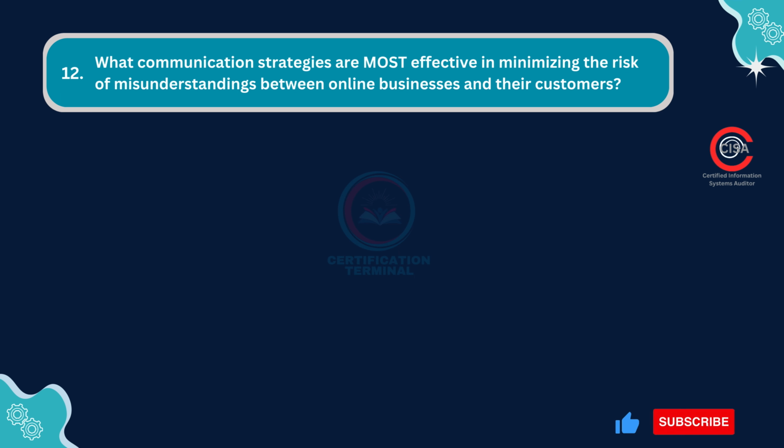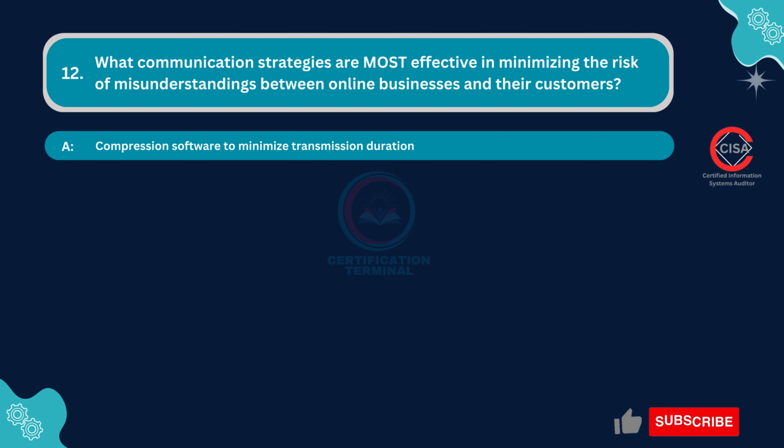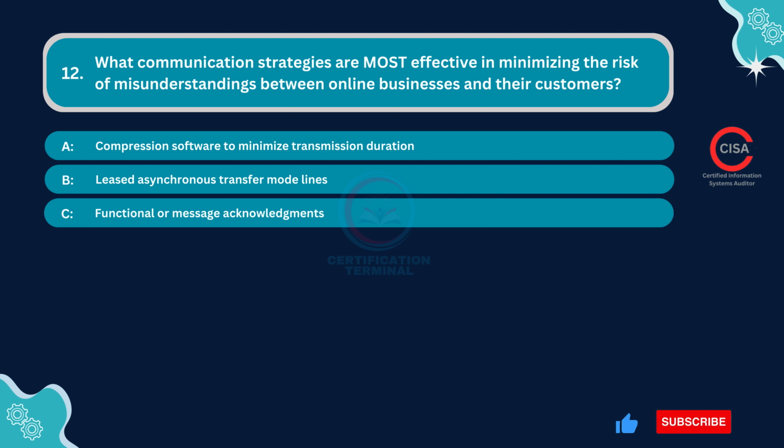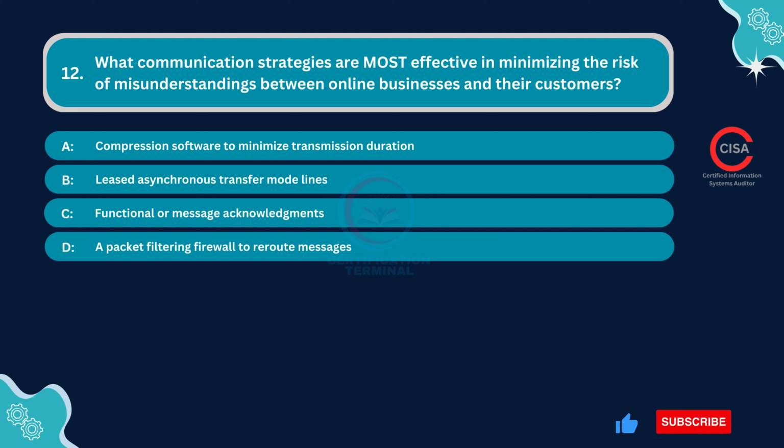Question number 12. What communication strategies are most effective in minimizing the risk of misunderstandings between online businesses and their customers? Option A, compression software to minimize transmission duration. Option B, least asynchronous transfer mode lines. Option C, functional or message acknowledgements. Option D, a packet filtering firewall to reroute messages.